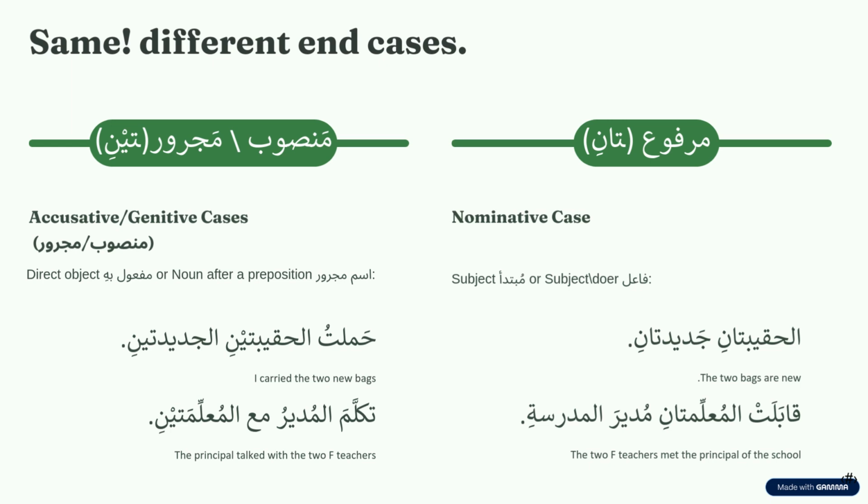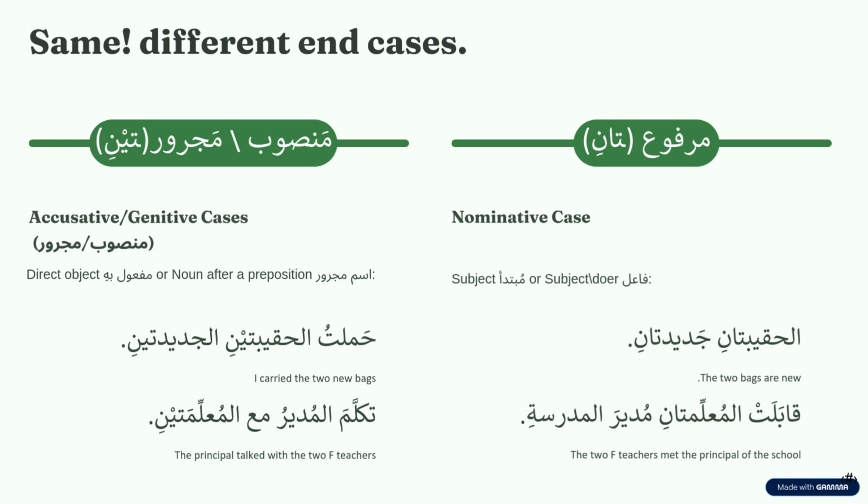On the other side, if it's منصوبة because it's maybe the object of the verbal sentence, or maybe it is the predicate of كان, then الحقيبتين. حملت الحقيبتين الجديدتين. I carried the two new bags, not heavy. تكلم المدير المعلمتين, talked with them. So we see a preposition, that means the following noun has to be مجرور, and مجرور with dual words does not mean a كسرة anymore. It means a كسرة, yeah, with other words, but with dual it means أيني.